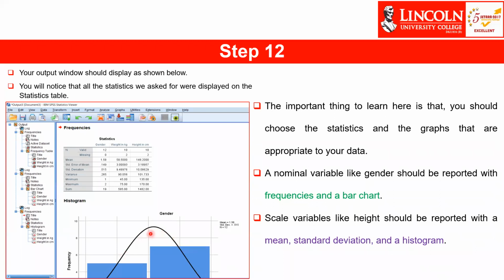The important thing to learn here is that you should choose the statistics and the graph that are appropriate to your data. When you are looking at a nominal variable like gender, that should be reported with frequencies and the bar chart. But when you are talking about scale variables like height or weight, this should be reported with mean, standard deviation, and the histogram. So know when to use these tools.